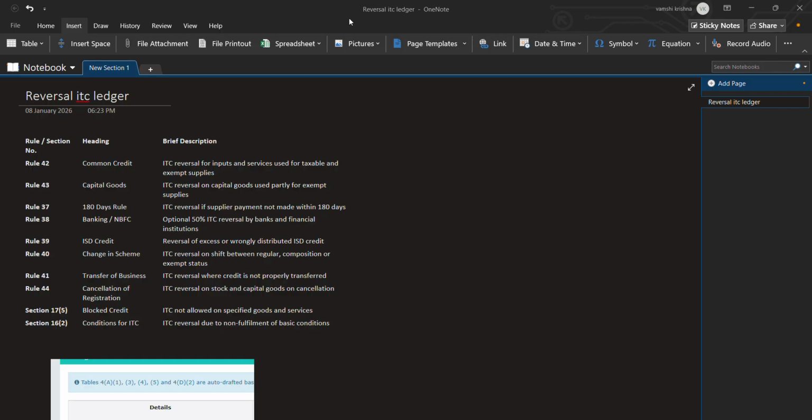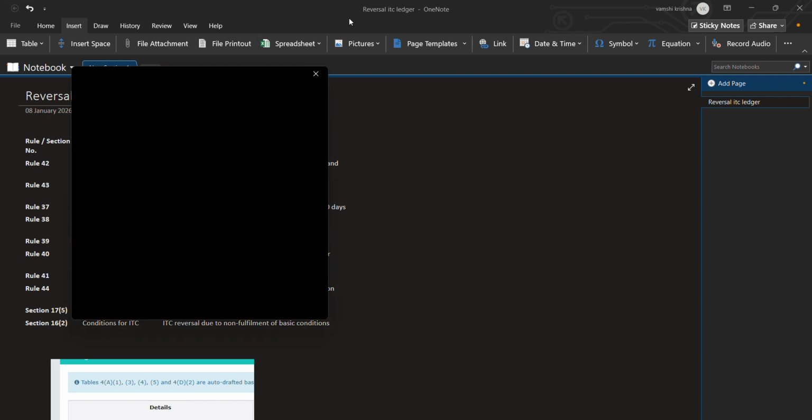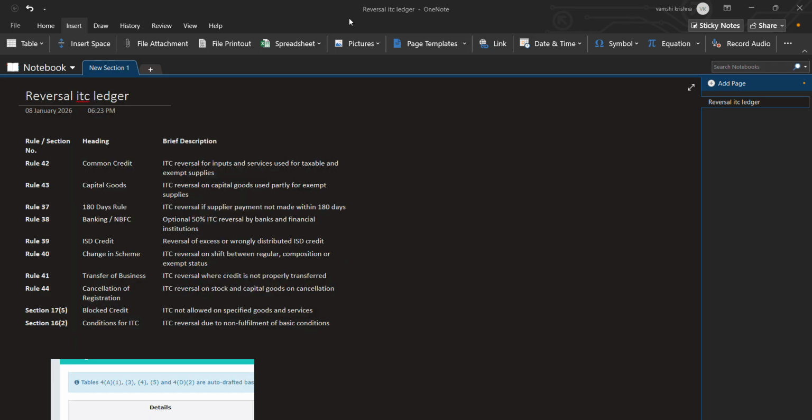And next, section 17(5), blocked credit, where there are some services on which we pay GST but which are blocked. For example, if we take hotel services in our state, it will be blocked.